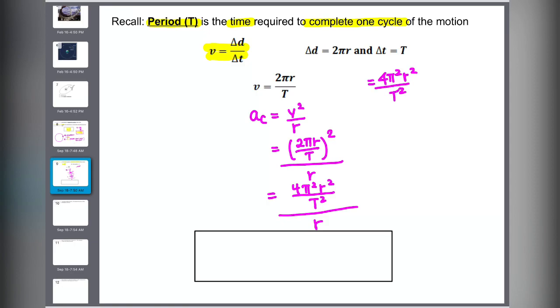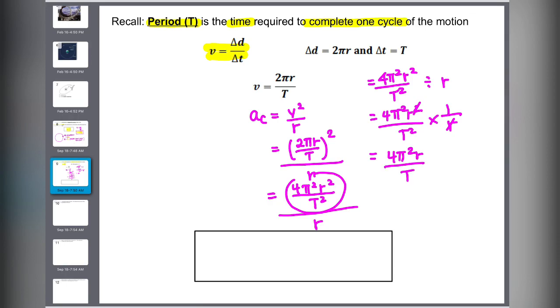I don't know how good you are with dividing. If you wanted to make sure you're dividing this right, this and this are the same thing. All I did is rewrite the top term and divide by the R. When I'm dividing something, it's like multiplying by the reciprocal. So that means R is actually at the bottom, so this square and this R cancel each other. 4 pi squared R over T squared.